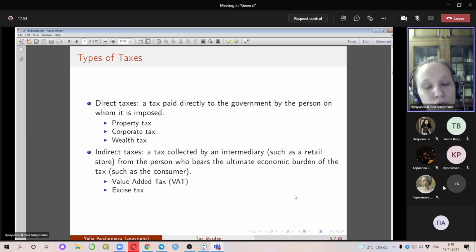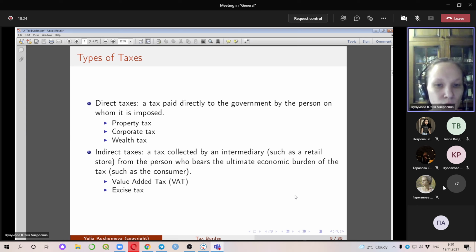So you don't see here personal income tax, because in different countries they are different. In Russia, the personal income tax is usually implemented in such a way that it's the employer who sends the tax to the government.